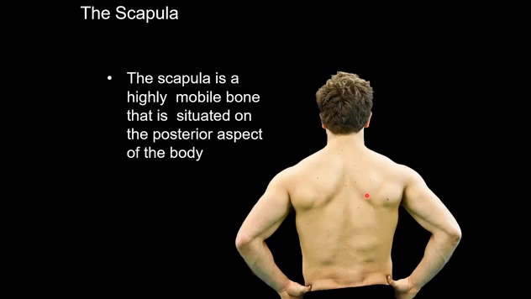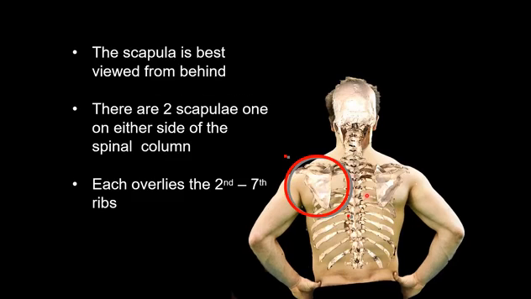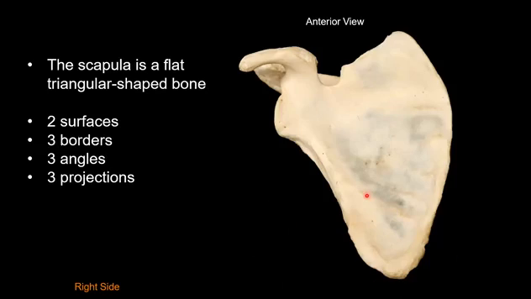We have two of them, of course, on either side of the spinal column, more like a pad on the rib cage, overlying ribs two to seven. That is the length from the superior part down to the tapering lateral end. I've said all this already: it is best viewed from behind and lies between the second and the seventh rib. It's a flat triangular bone, has two surfaces, three borders, three angles, and three projections. These are things that you need to know.